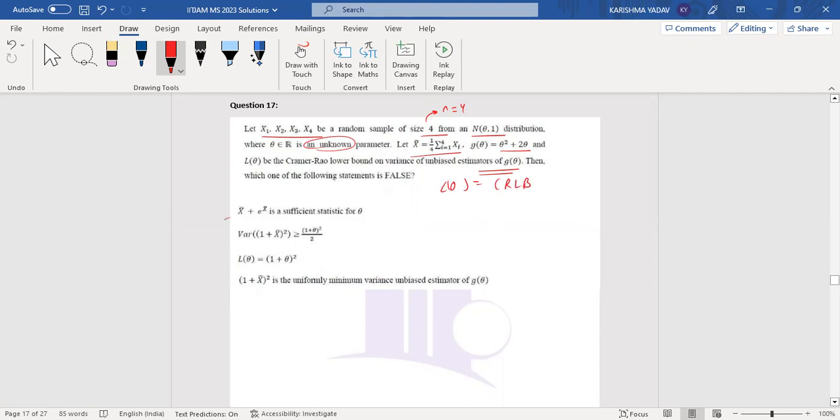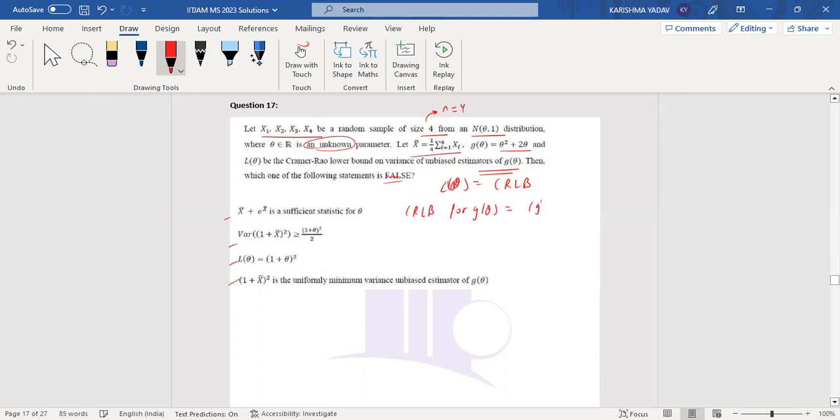So we have to check these four statements for which one is false. Sorry, we have to check for the wrong statement. Let's first find out what the CRLB is. What is the Cramer-Rao lower bound for this g(theta) estimator? If you don't know the Cramer-Rao lower bound, then you won't be able to do this question. You have to know this formula.